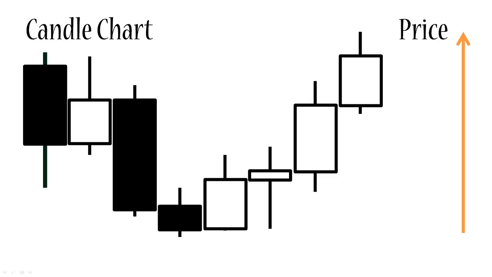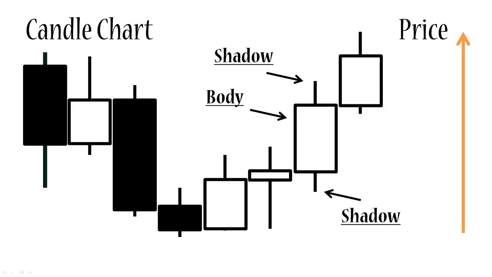First thing that we can notice is that because of these vertical lines, some of the rectangles actually do look like candles, and that's why it's called a candle chart. Now every one of these candles has 3 elements to it. It's got a body and it's got 2 shadows. Sometimes the shadows are also called tails.